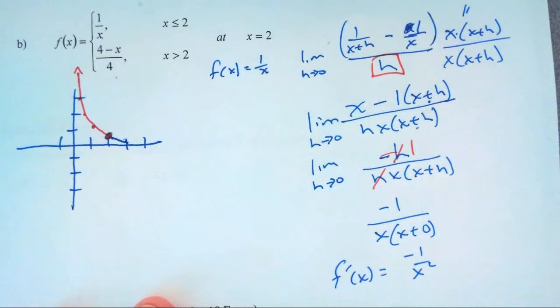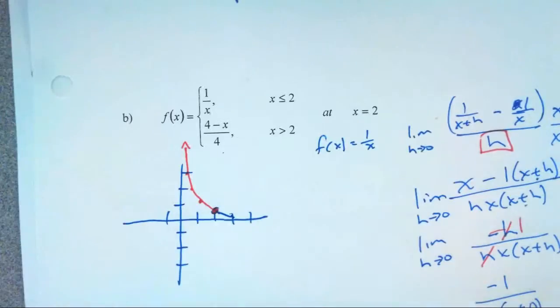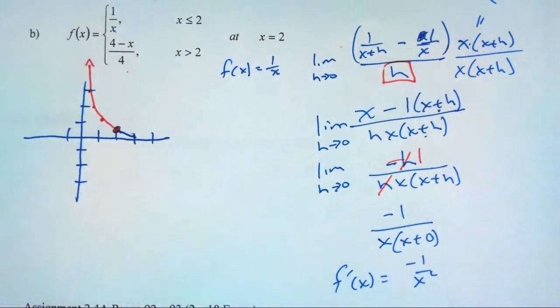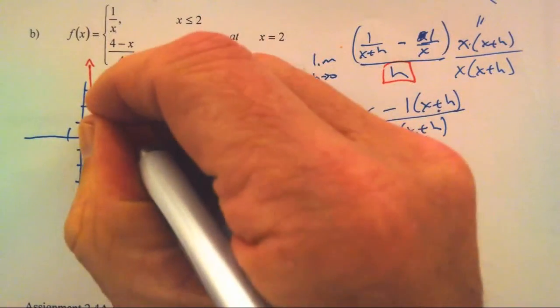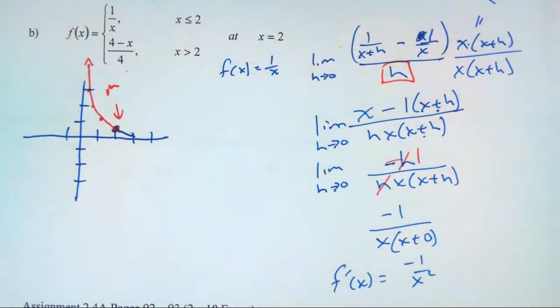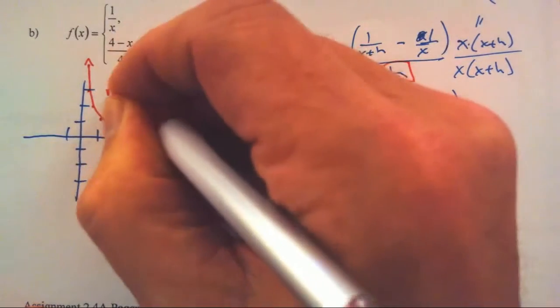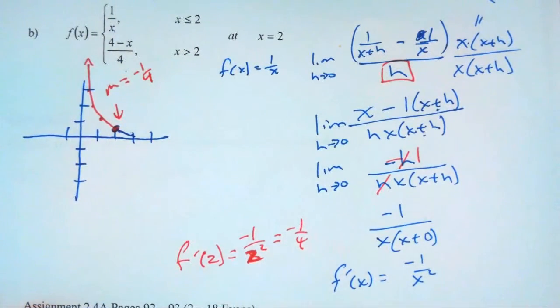What do I care about? What am I finding? I'm finding the slope of this red curve. What do I care about? What's the slope at 2? So I want f prime of 2. That's negative 1 on x squared, or on 2 squared, excuse me, which is negative 1/4. Slope equals negative 1/4. What about the blue curve?